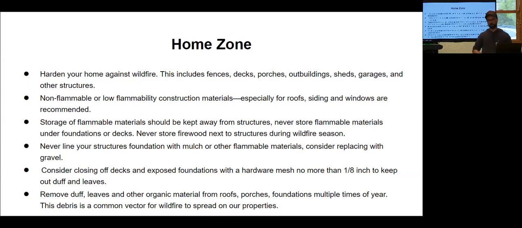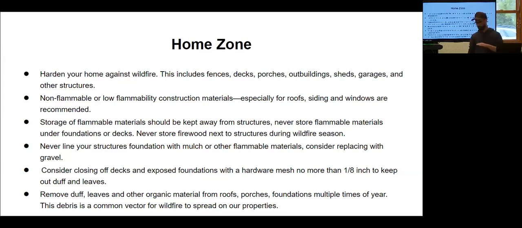So again, touching on these open foundations, maybe you have a deck. These are all going to be vectors, again, for these sparks to come in and start a new fire. If you have an exposed foundation, or a deck that's kind of up off the ground, you're going to want to do one of a couple things. Number one is simply clearing out all the needles, the duff, and any organic material that's going to be collecting there. You want to do that a few times a year, as many times as possible, just so you don't have a fuel load building up under there.